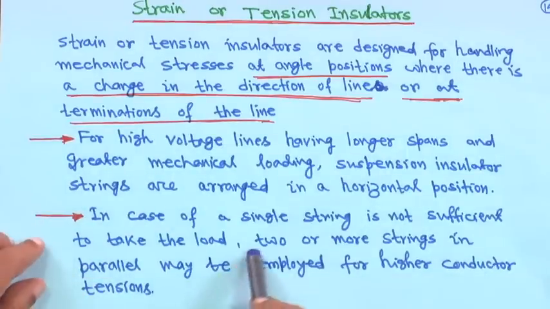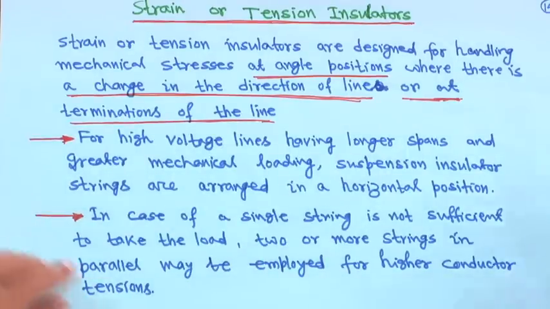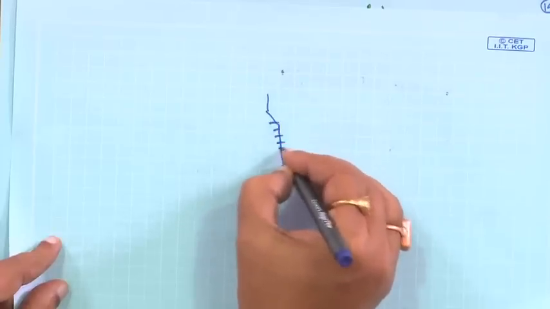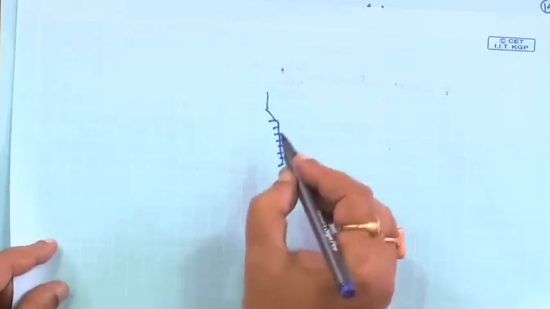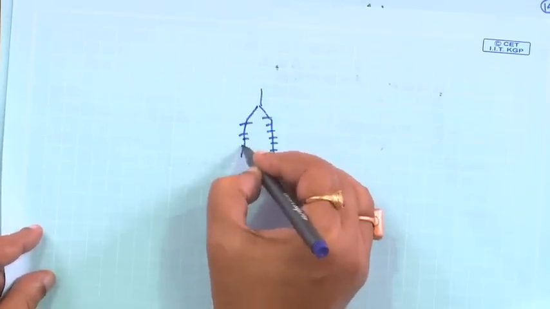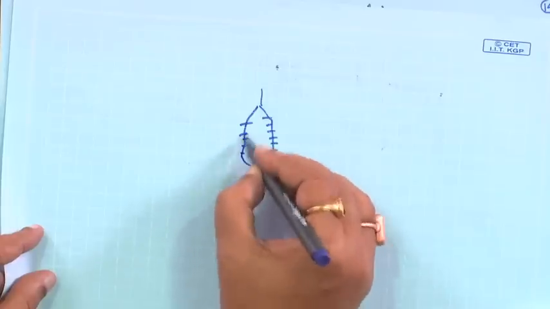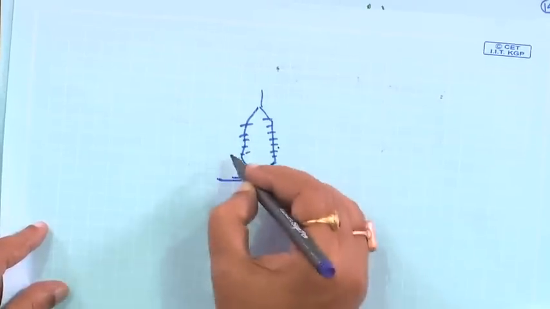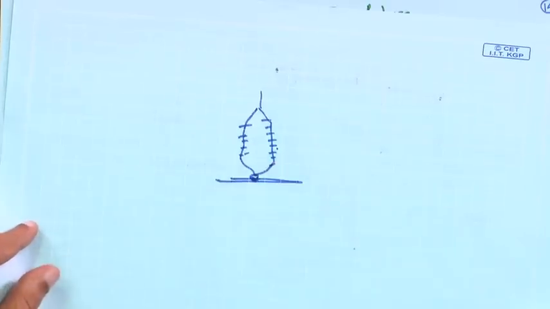So, in case a single string is not sufficient to take the load, two or more strings in parallel may be employed for higher conductor tension, right. That means, suppose from the cross arm you have one insulator, and if the line loading is very high, you have another cross arm like this. So, two strings of insulators, and the conductor is connected here, you can observe that also.